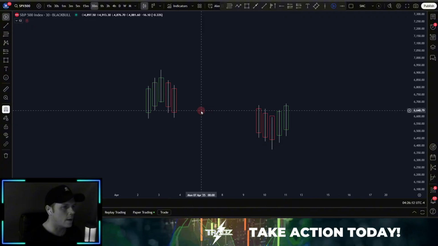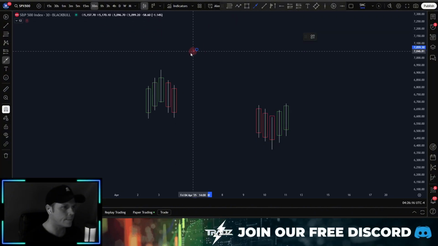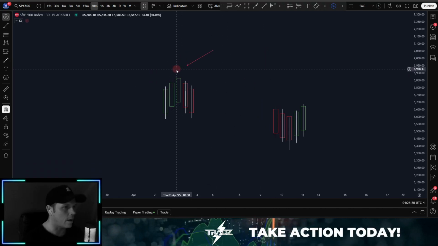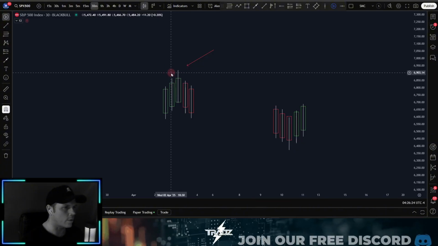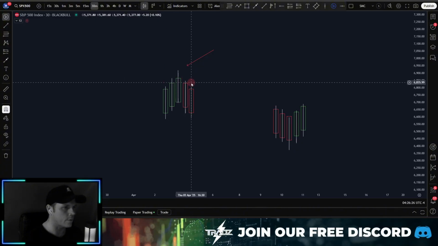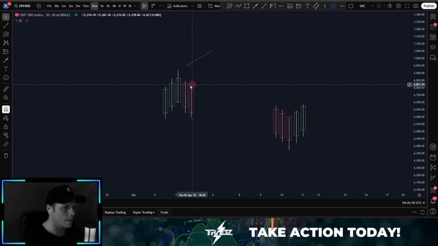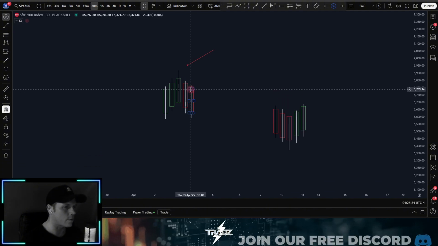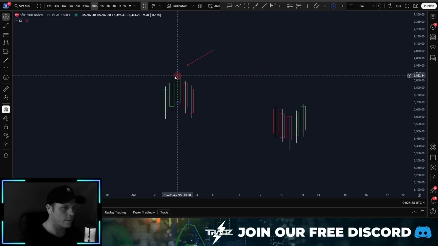So a fractal high, which is here, fractal high right there. A fractal high is basically the high point where the two candles before and the two candles after are lower than the high point right there. Meaning that this candle right there needs to close before this is a fractal high, right?